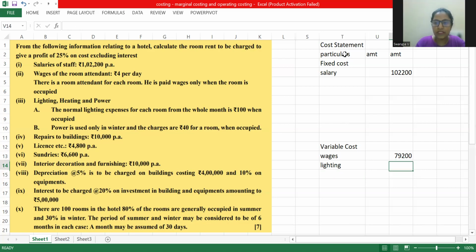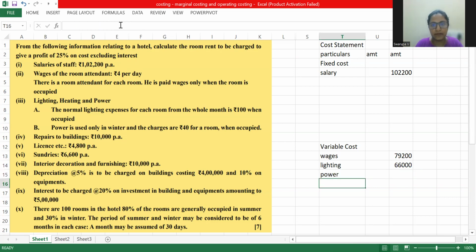Okay, so what we can do is we have calculated 19,800 room days, and each month has 30 days. So I am dividing this 19,800 by 30. Now I will get room months, right? In months. So that multiplied by 100, because 100 rupees per month, I'll get the lighting charges.